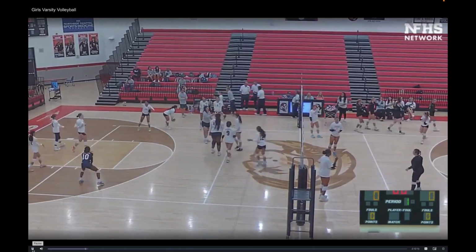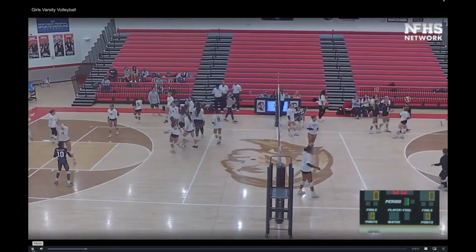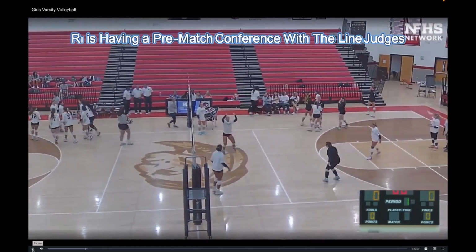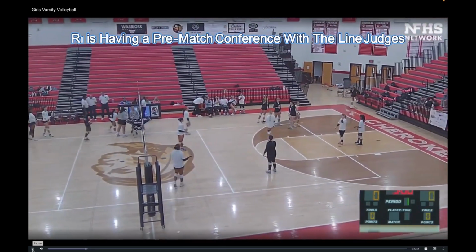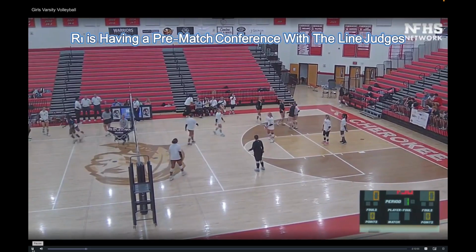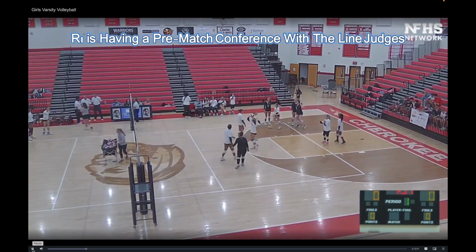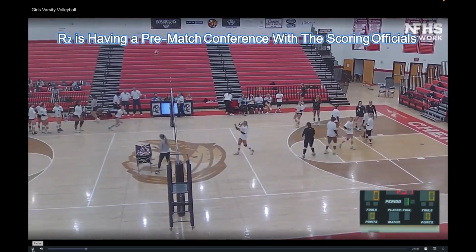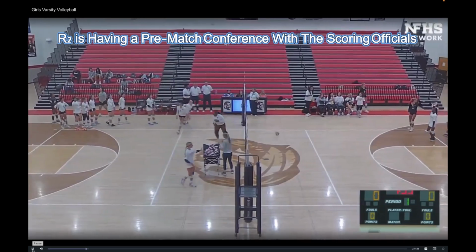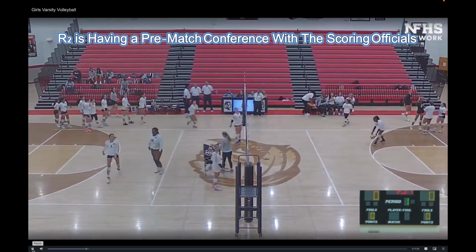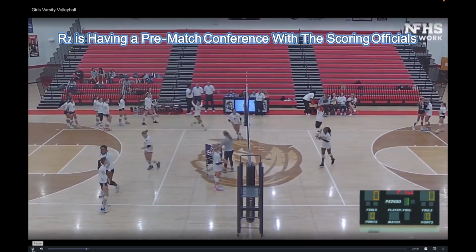As you can see, this is a warm-up of an NFHS high school varsity match in the state of Georgia. I am having a pre-match conference with the line judges for the match. A second referee is timing the warm-ups and conferring with the scoring officials, the scorekeeper, assistant scorekeeper, and the game clock operator.